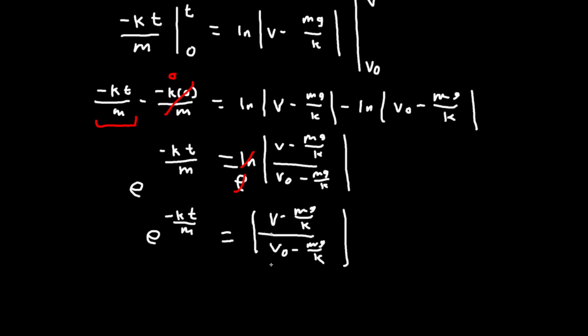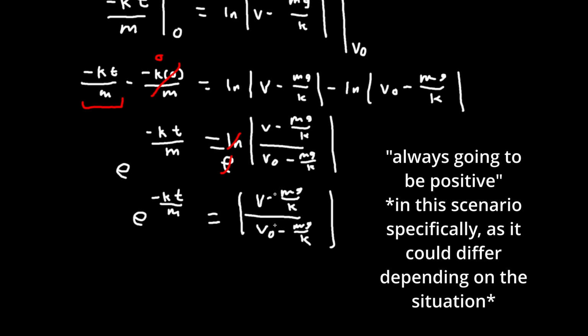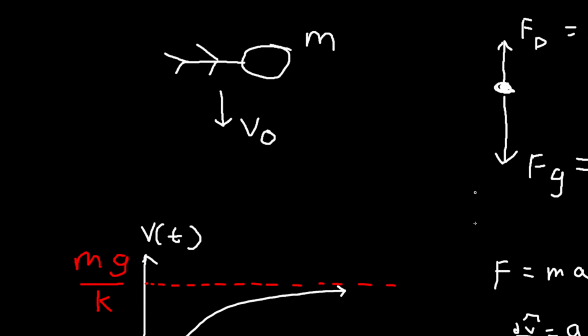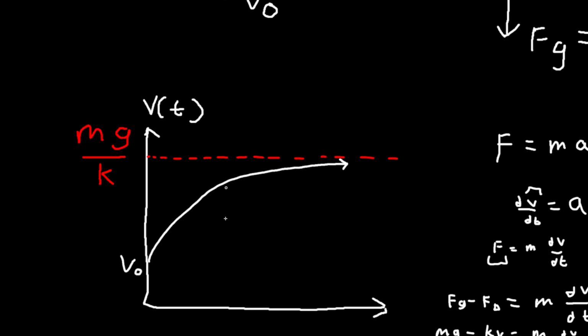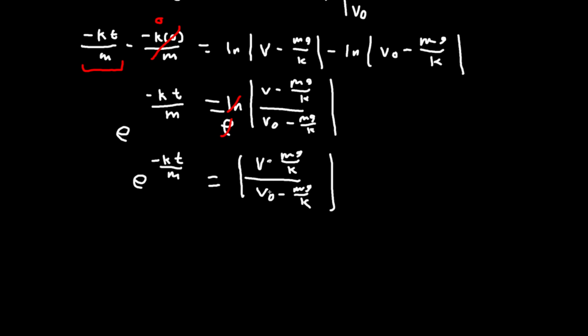The reason why is because the stuff on the inside right here is always going to be positive. The reason we know this is because in our situation up here, our final velocity at any point is always going to be less than the terminal velocity. Same with our initial velocity. So when you have a smaller number minus a larger number, this is going to be negative. Same thing with the bottom.